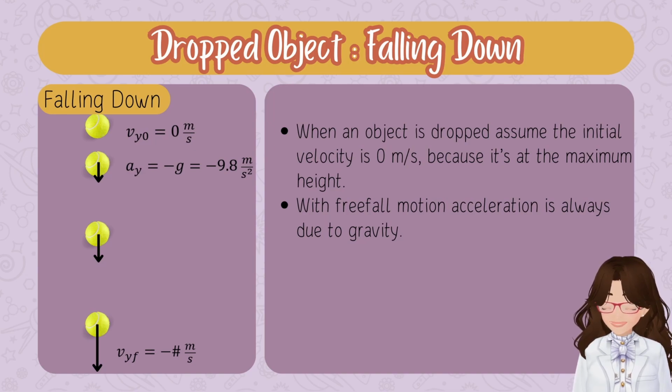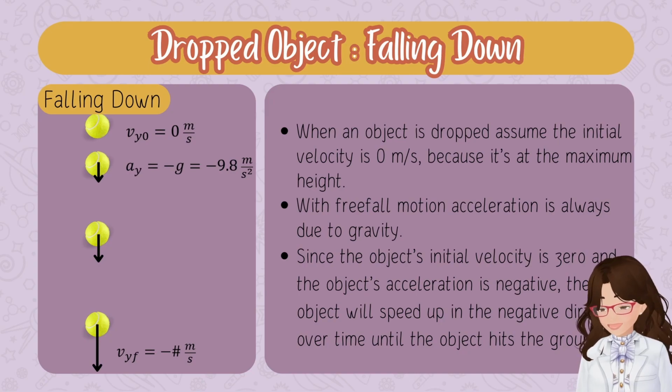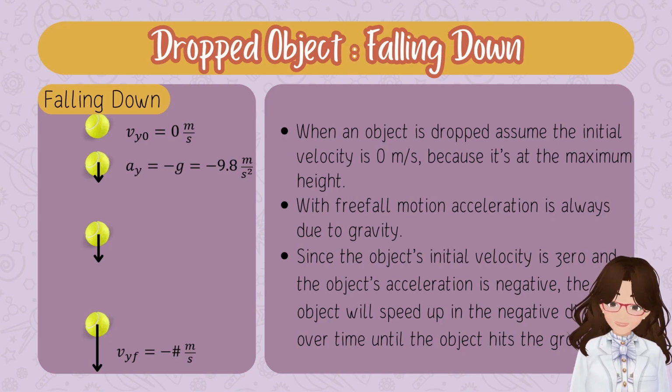The last thing is, because our object is falling downwards, you can see that I have our V_y final is going to be a negative number. Because we start out with our initial velocity being zero and we have a negative acceleration, that means that our velocity is going to get more negative over time, causing the object to speed up until it hits the ground.